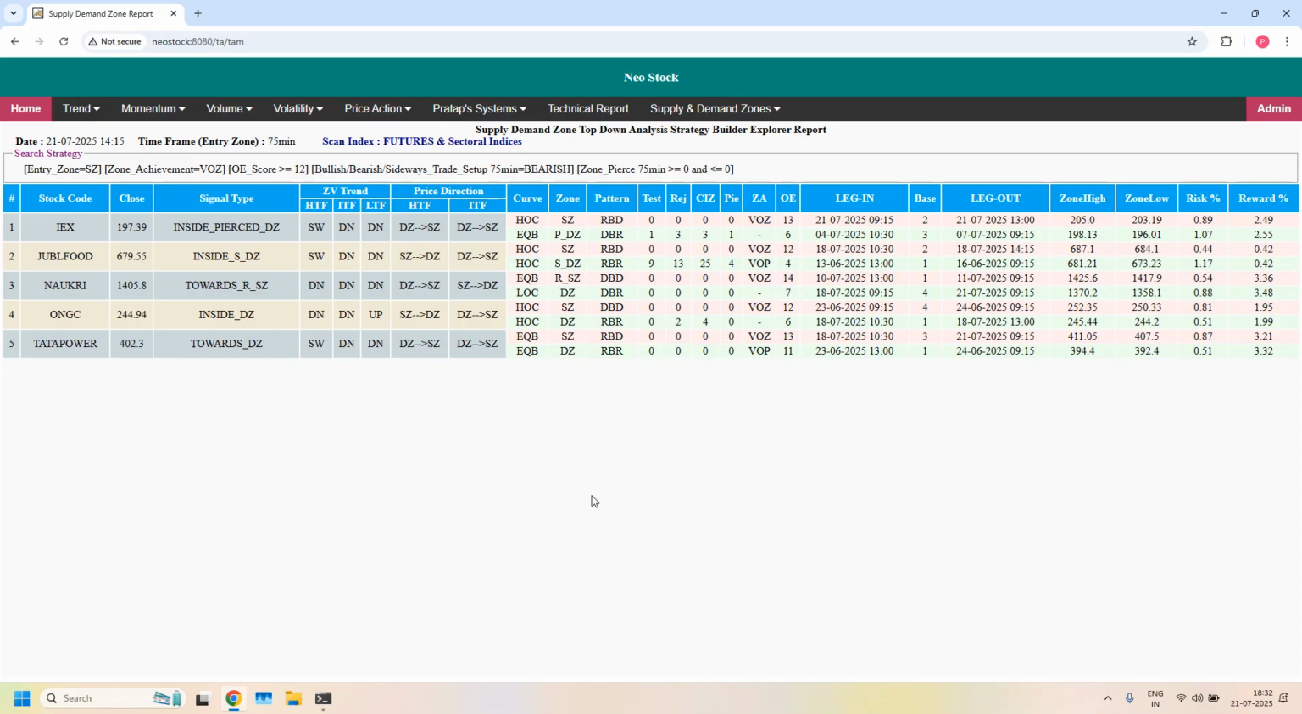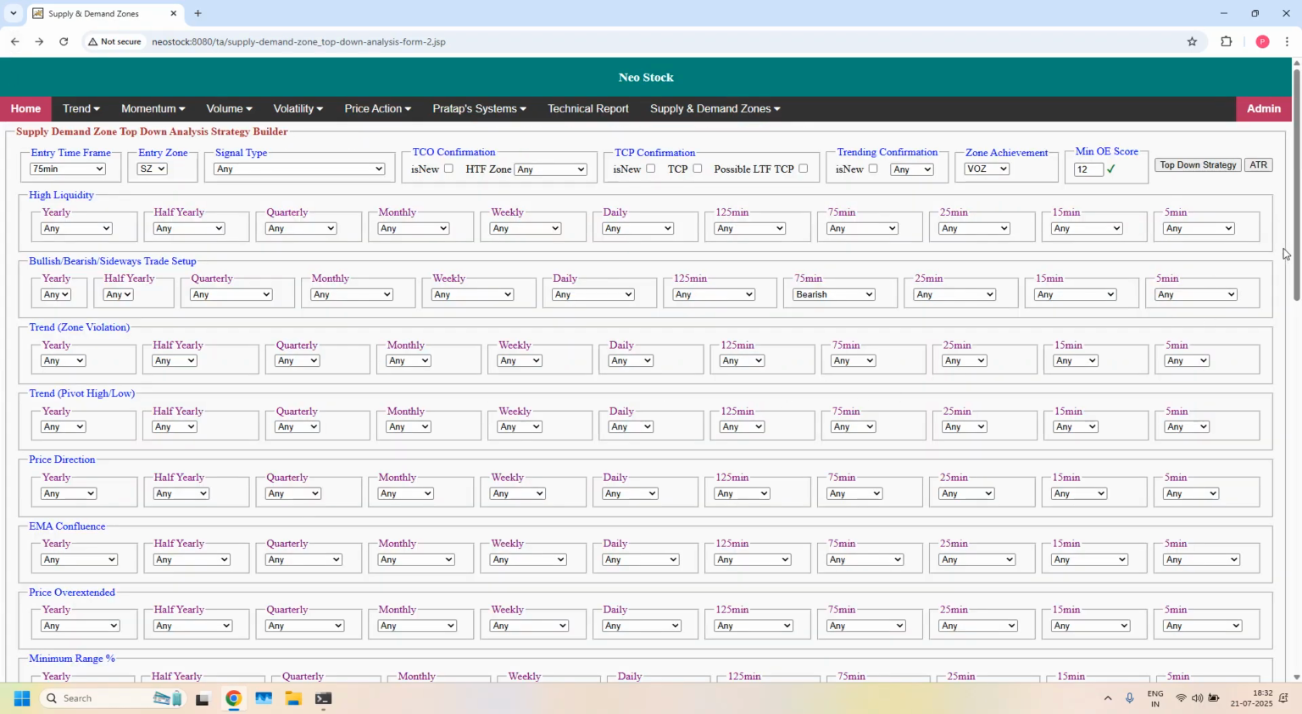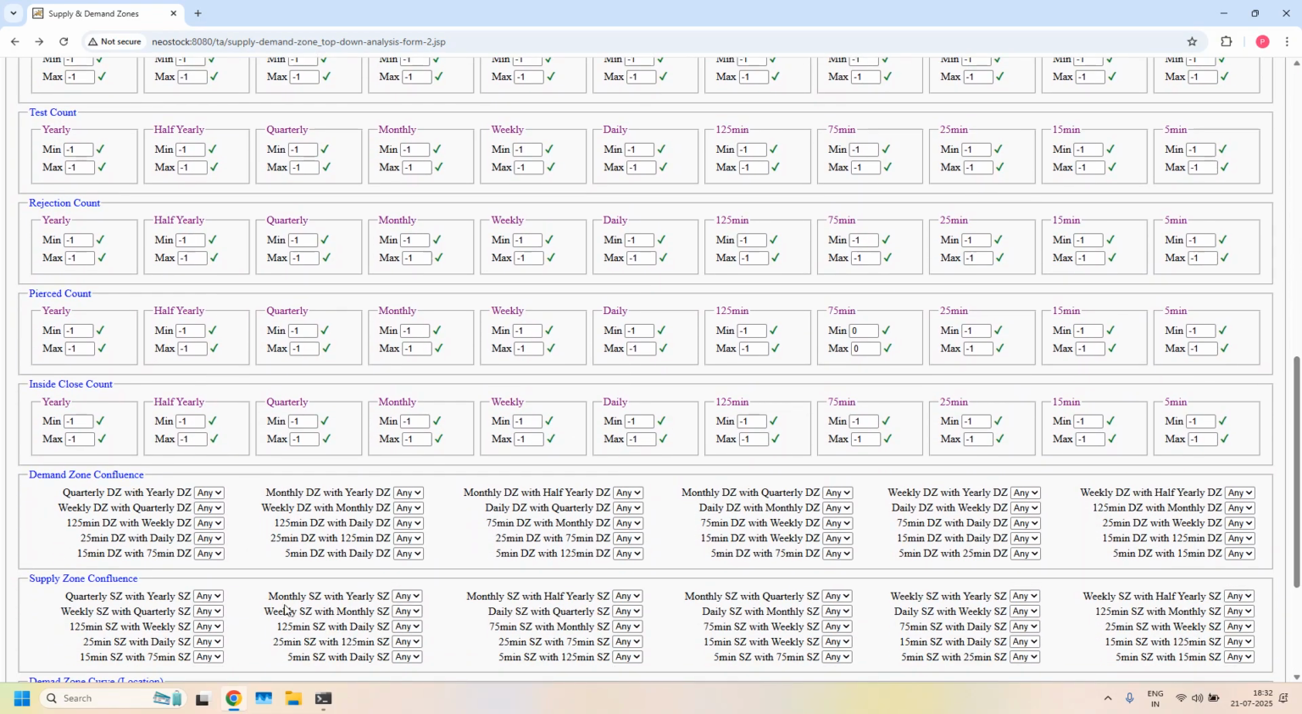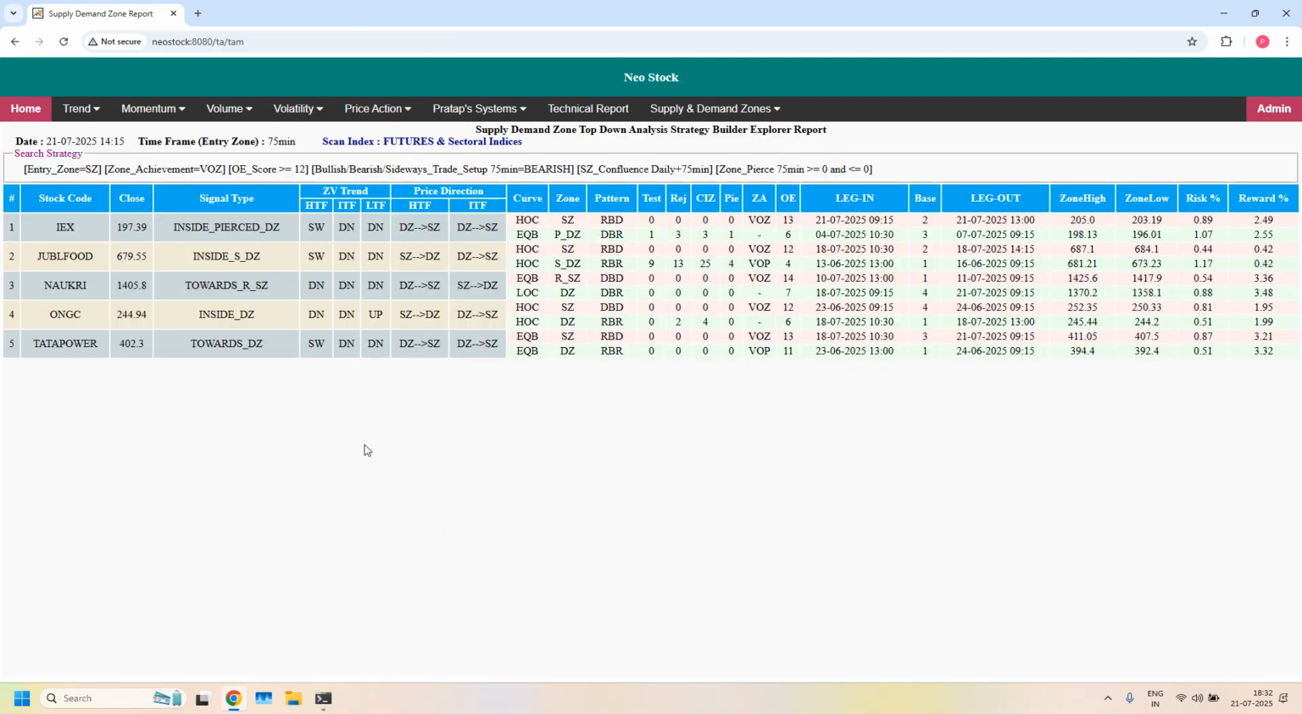So we will filter different zone confluence and EMA confluence strategies, what we discussed in the monthly income trade. Similarly here, weekly income trade, bearish trade setup, the first filter is in the supply zone confluence. 75 minute supply zone with daily supply zone confluence. That is LTF, ITF supply zone confluence. Applying on those 5 stocks, all 5 are filtered. That means in all the 5 stocks, these 75 minute supply zones are overlapped with weekly supply zone. And the weekly trend is a downtrend in all the stocks.